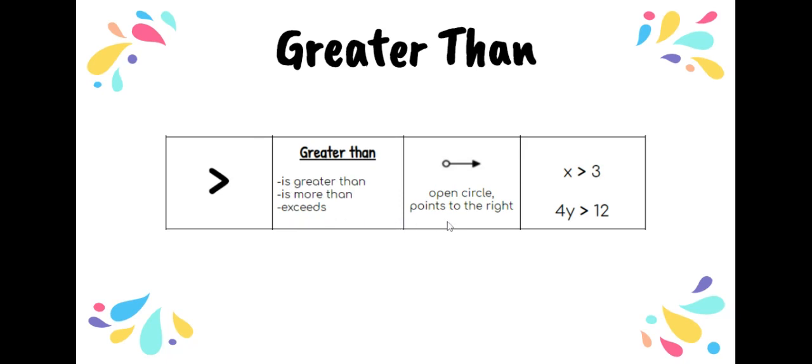When graphing greater than, you're going to use an open circle, and then you're going to shade to the right. An easy way to remember this is that the greater than symbol is pointing to the right, so that means your graph will be shaded to the right.